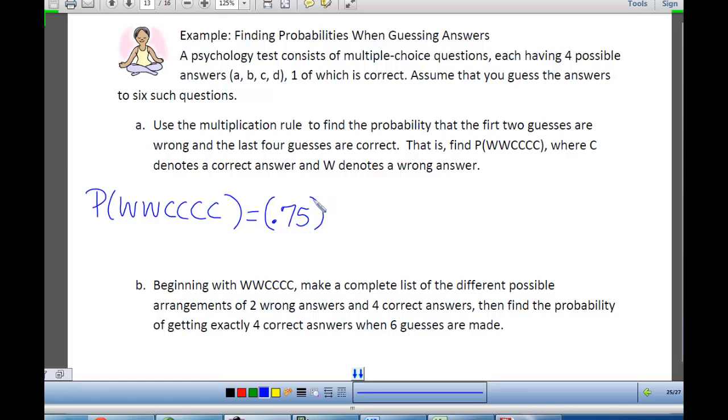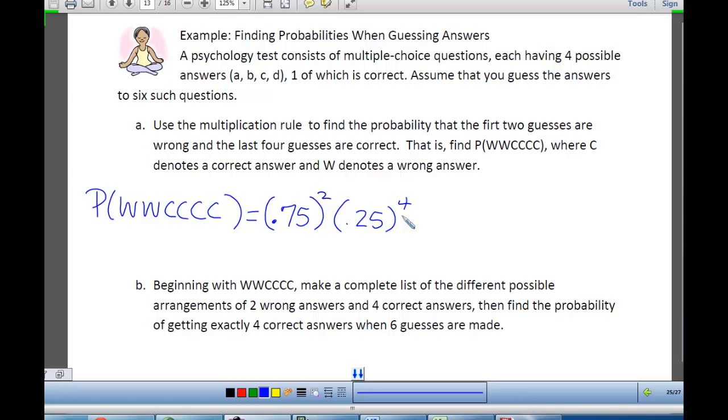That's for the first question. Probability the next one is wrong is what? 0.75. So I'm going to square that. Probability of getting one right would be what? 0.25. And then there were 4 of them like that. Okay, so 0.75 squared times 0.25 to the 4th. That comes out to be.